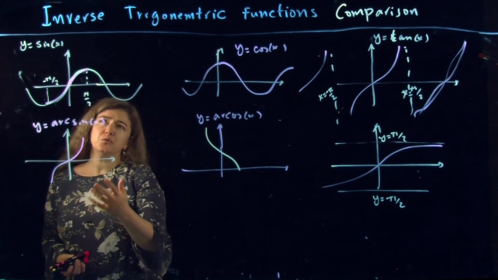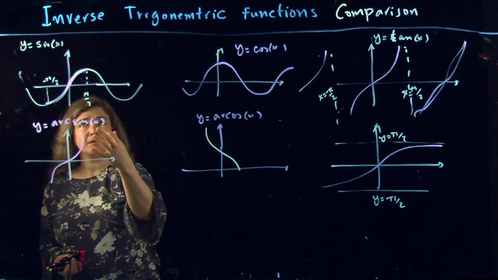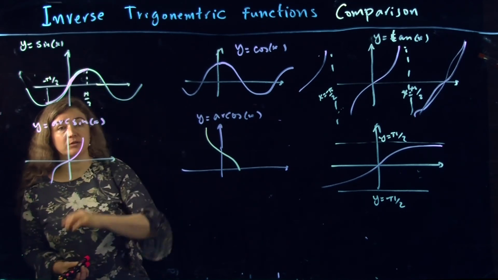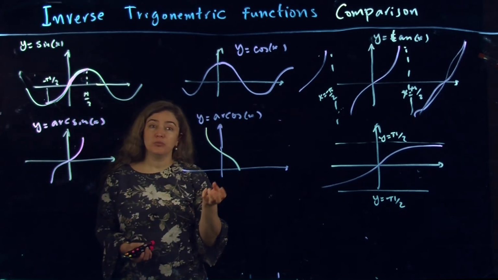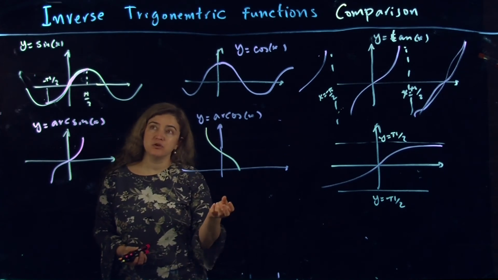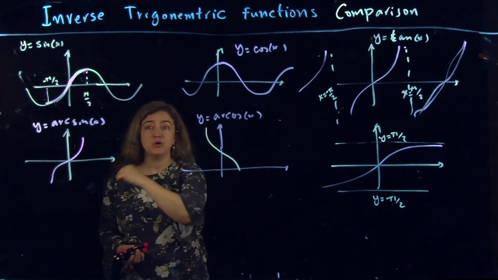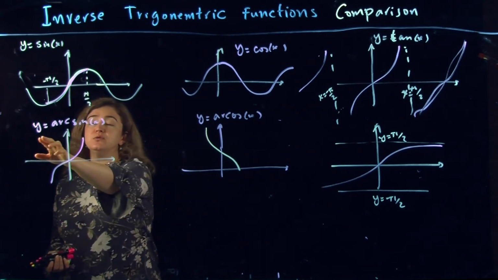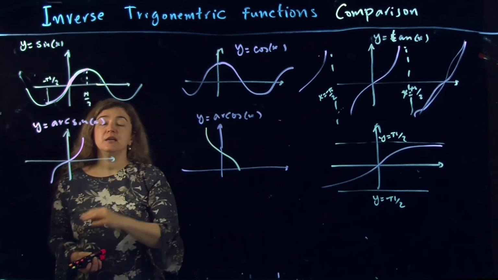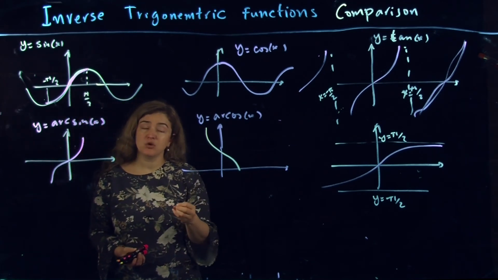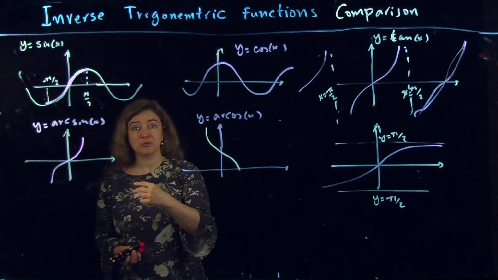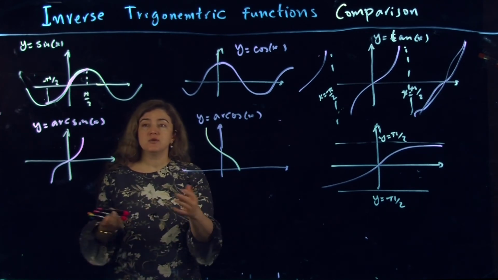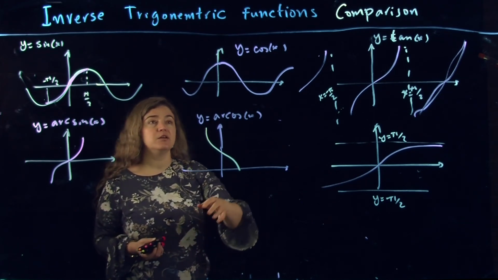So what is the interpretation of this? When you're computing y equals sine of x, the input is going to be an angle, and what you get out is a ratio, which is the sine. When you're using the arc sine, the input is going to be a ratio, and the output is going to be an angle. So it's the other way around of each other.